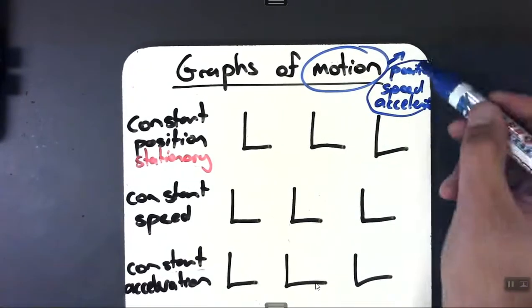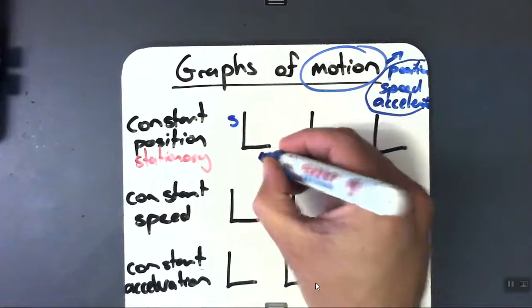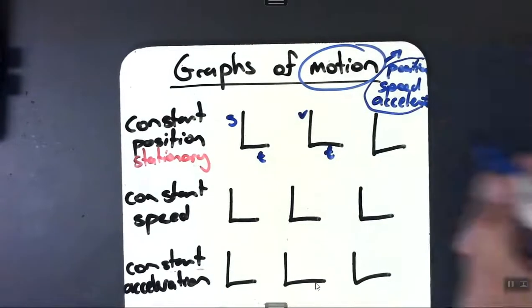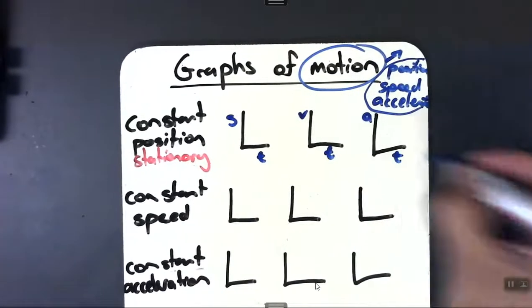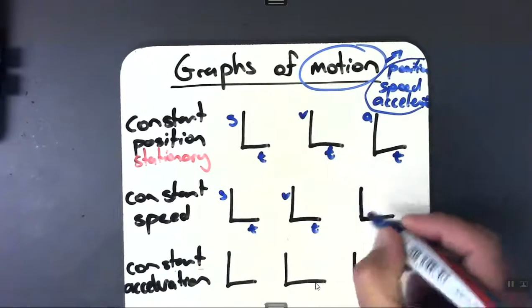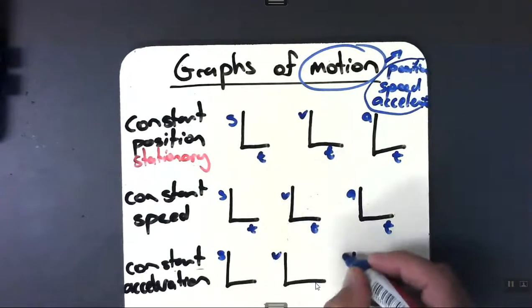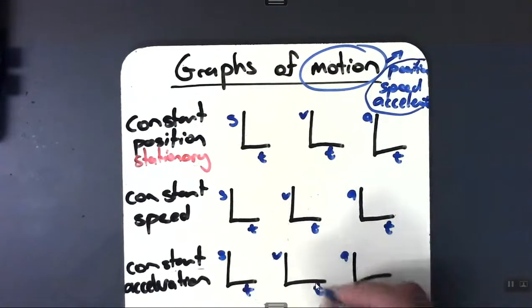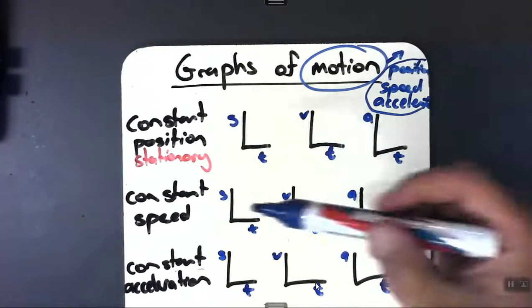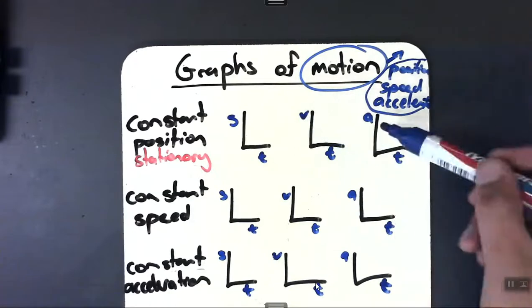Our position time or displacement time graph, ST, our speed or velocity time graph, VT, and our acceleration time graph. For each of these graphs, we will use these labels, and it will always be like that. S stands for displacement or position, V stands for velocity, and A for acceleration.